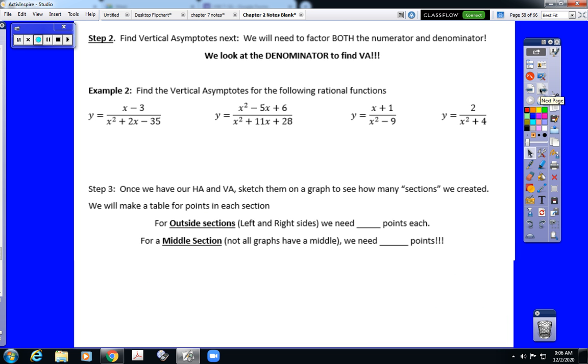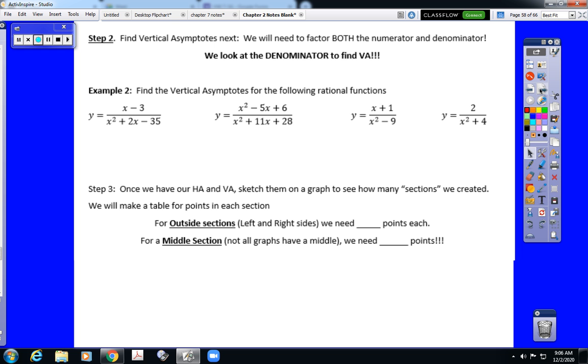Next up, vertical asymptotes. Vertical asymptotes are also fairly simple to find. We will, however, need to have factored both the numerator and the denominator in order to check for vertical asymptotes, if possible.